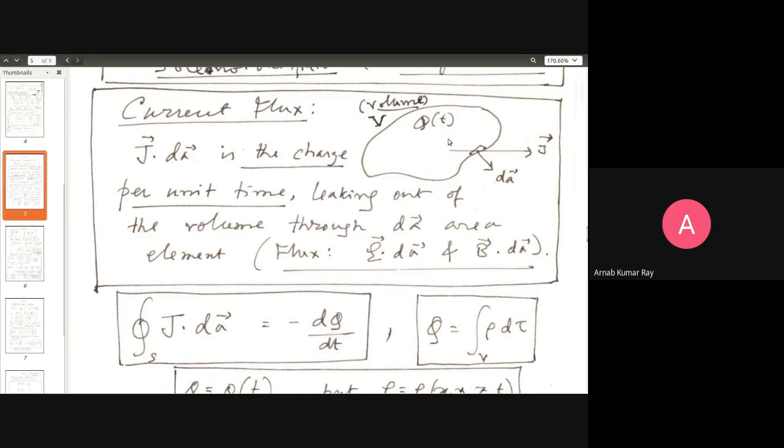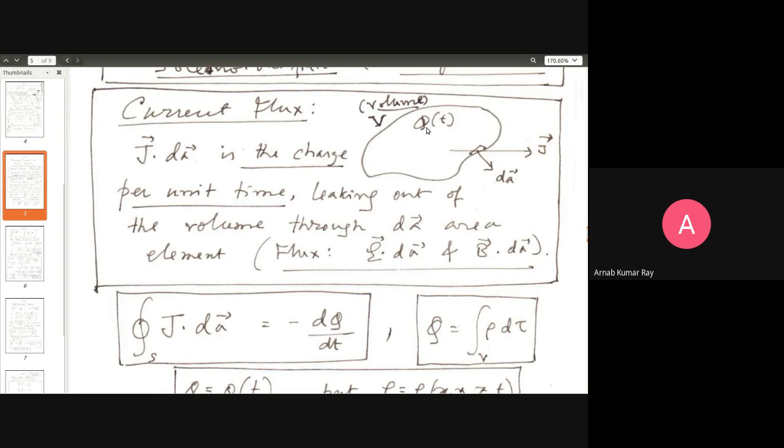dq will be negative. Well, dq/dt is the rate at which charges are being lost inside. I'm sorry, I just made a slightly mistaken statement. dq/dt is the rate at which charges are being lost inside. So the rate at which charges are being lost inside is numerically equal to the rate at which charges are coming out. So that will be minus d/dt of Q. So that is what it is. That minus sign indicates here that dq is a negative quantity.